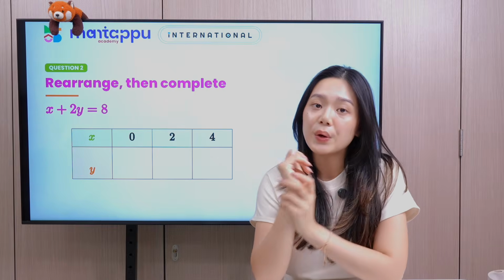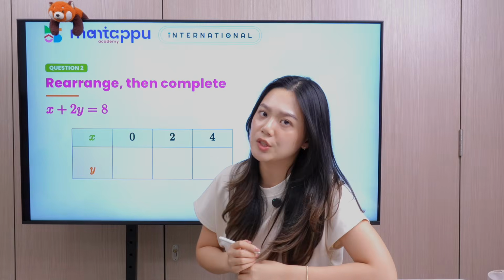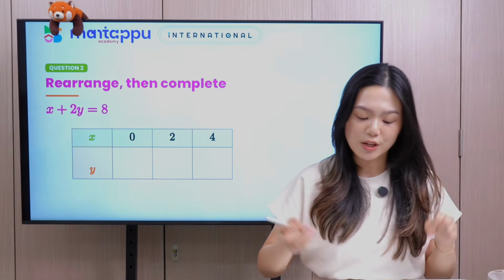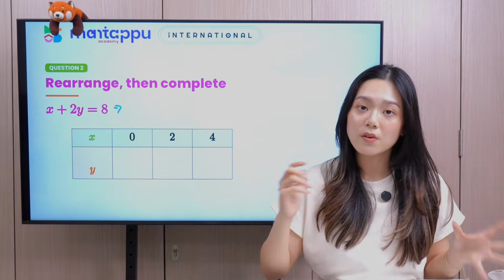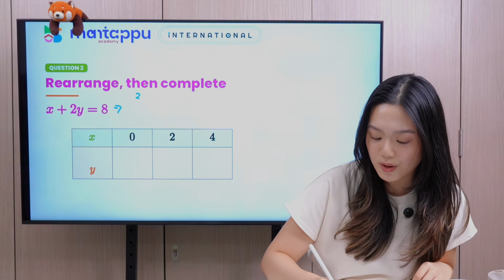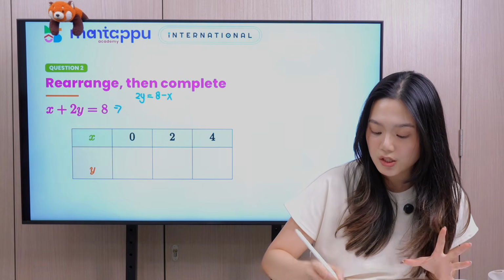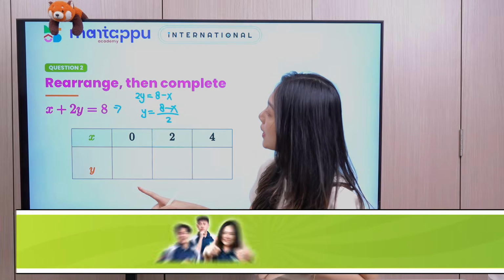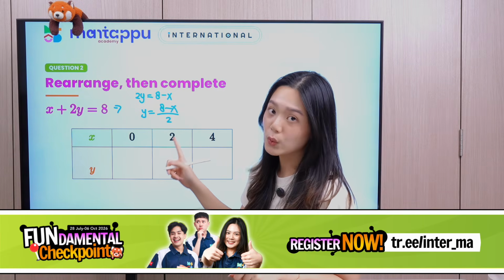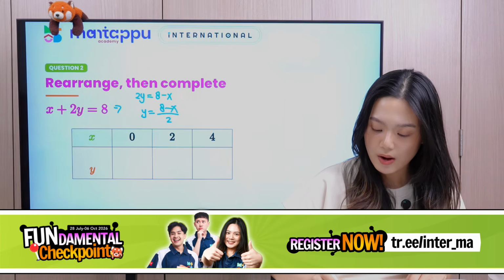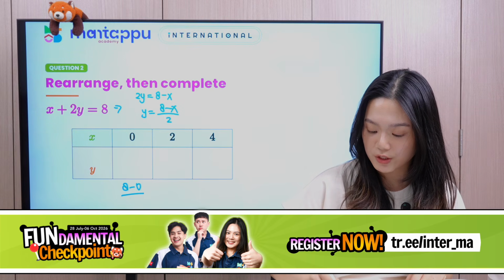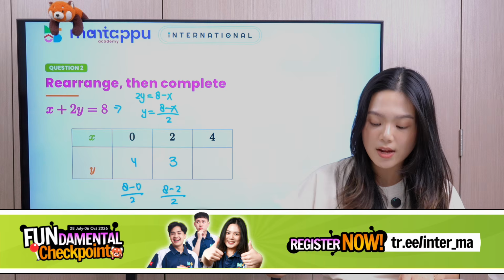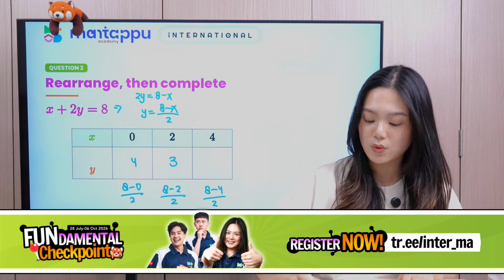Remember in our last video, we talked about rearranging the equation first, because how do I find y in an equation like this? So let's rearrange that. Now if I minus x from both sides of my equation, I will have 2y is equal to 8 minus x. So y is just (8 minus x) over 2. Now let's substitute in x equals 0, x equals 2, and x equals 4. So I will have (8 minus 0) over 2, which is just 4, (8 minus 2) over 2, which is just 3, and (8 minus 4) over 2, which is just 2.